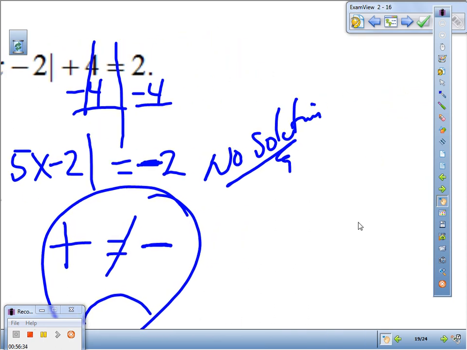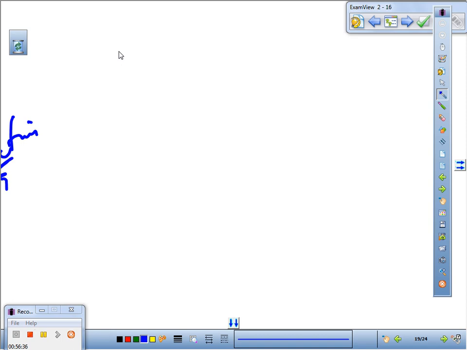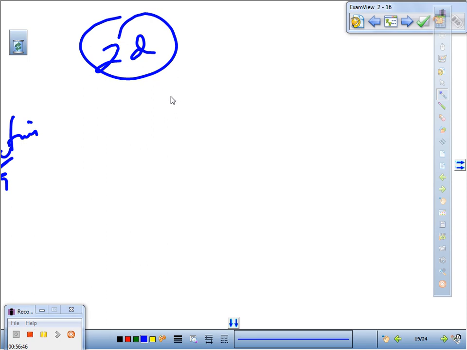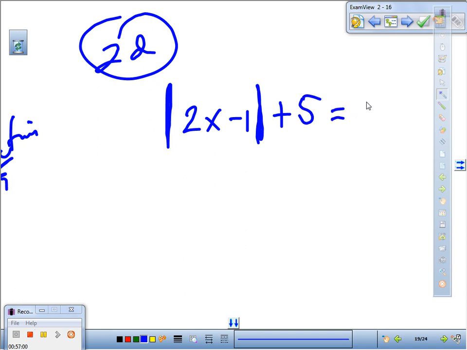Let's do another one of those. Example 2q. What's that? Yes. Absolute value, 2x minus 1. Close the absolute value. Plus 5 equals, give me a number? 9. Anyway. See if you can do that one by yourself. Solve it. And then I'll come right after and show you the process. Ready, go.